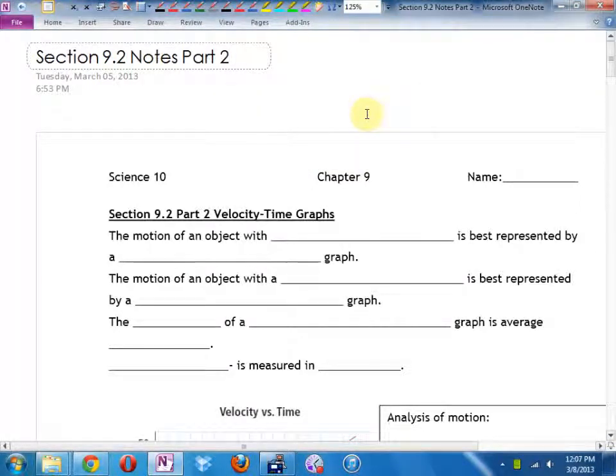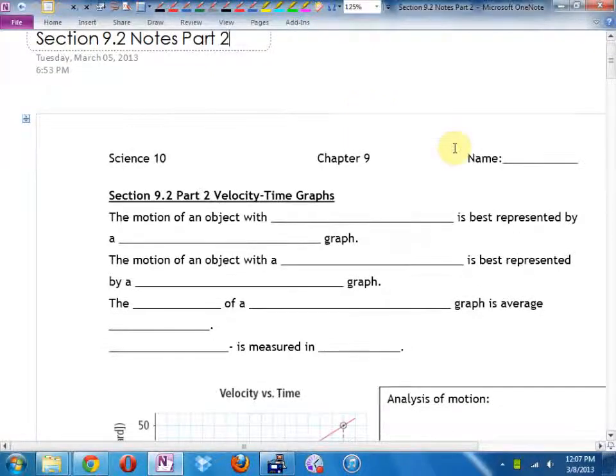Here we go. Our title, section 9.2, part 2, velocity time graphs. We already looked at distance time graphs, and the key idea with a position time or a distance time graph, when you had meters on the y-axis and time on the x-axis, was that the slope of that graph told you something. Who remembers what the slope of a distance time graph was? It's velocity. The slope of a distance time graph is the velocity.